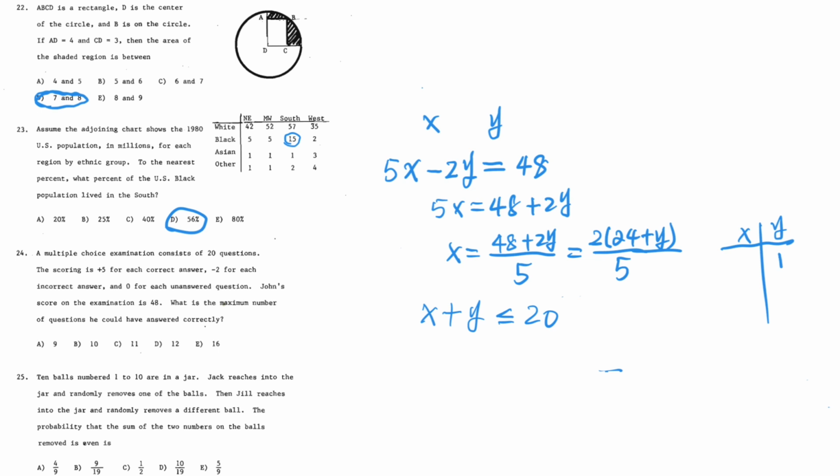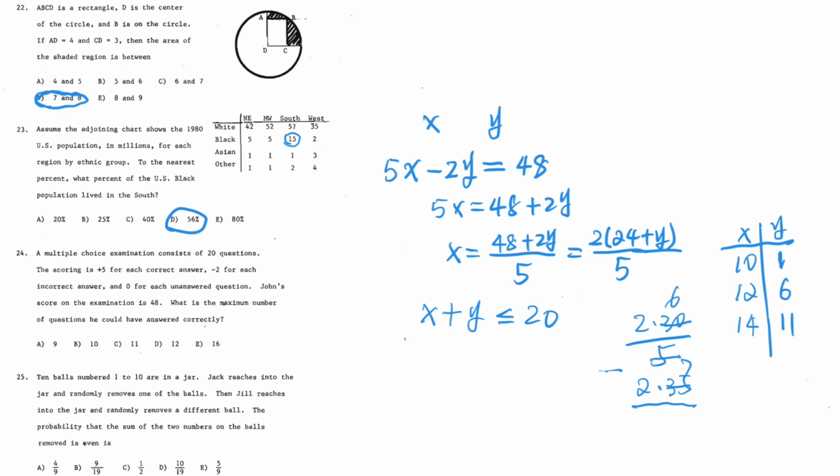So y can be 1. That's 50 over 5, x equals 10. And if y equals 6, that's 2 times 30 over 5. Cancel 5, that's 6 times 2, the answer is 12. If y equals 6 plus another 5, which is 11, that means 2 times 24 plus 11, that's 35 times 2, 70 over 5, cancel 5, that's 14.